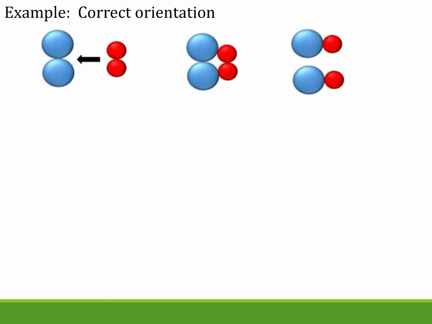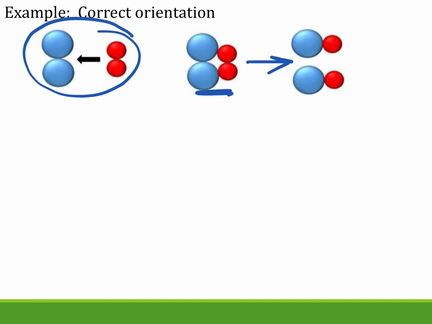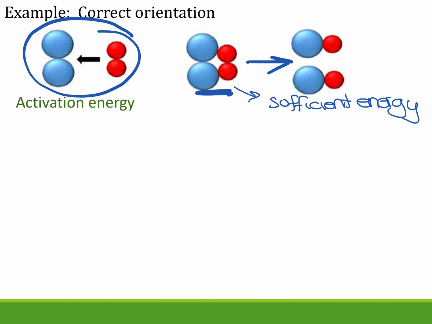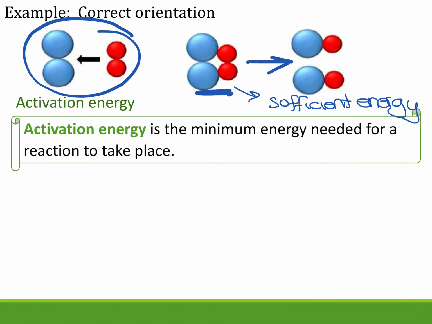However, if they now collide in the correct way, so now they collide with each other, they're happy, this collision is the correct orientation, they can create the product, but they must collide with sufficient energy. If that's missing, it doesn't matter if they're in the correct orientation. So, that gets us to activation energy. Activation energy is the minimum energy. That's what the sufficient energy is. That's the minimum energy required for the reaction to take place.